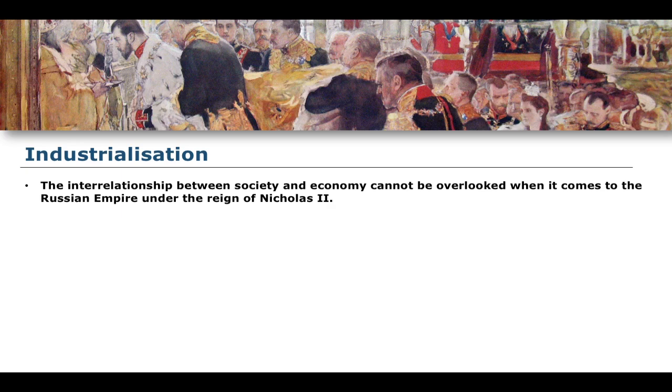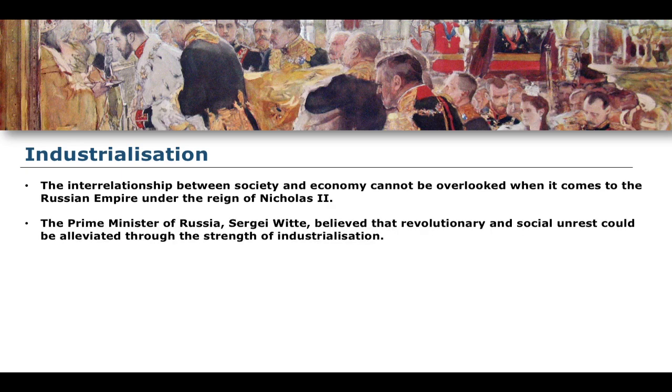What we'll do when we look at the Russian Revolution, when we look at the Russian Civil War, we look at the impact of Joseph Stalin. The Prime Minister of Russia, who was Sergei Witte, believed that revolutionary and social unrest could be alleviated through the strength of industrialization. So remember, there's a lot of seemingly revolutionary activity and quite a lot of social unrest, quite a lot of protest, quite a lot of striking that's taking place in the Russian Empire during this time.